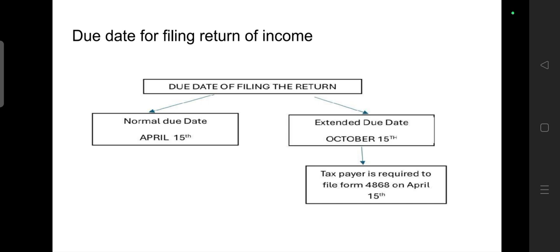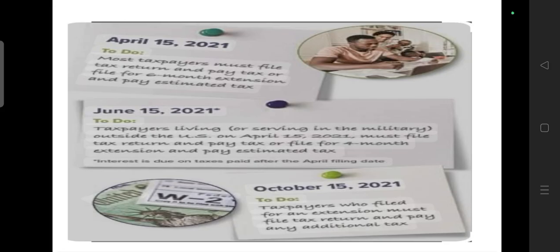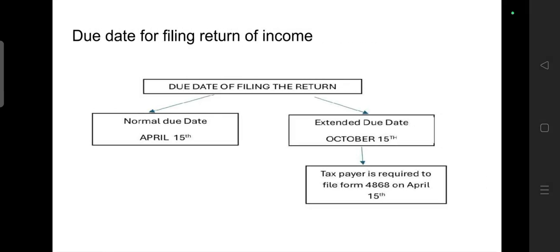Though the word is automatic extension, it is actually not an automatic way. They have to file Form 4868 for extension, provided they pay the tax; only then will they be eligible for the extended filing. These are the two dates we should remember. The default date is April 15th. The extended date is October 15th, subject to certain criteria and conditions.